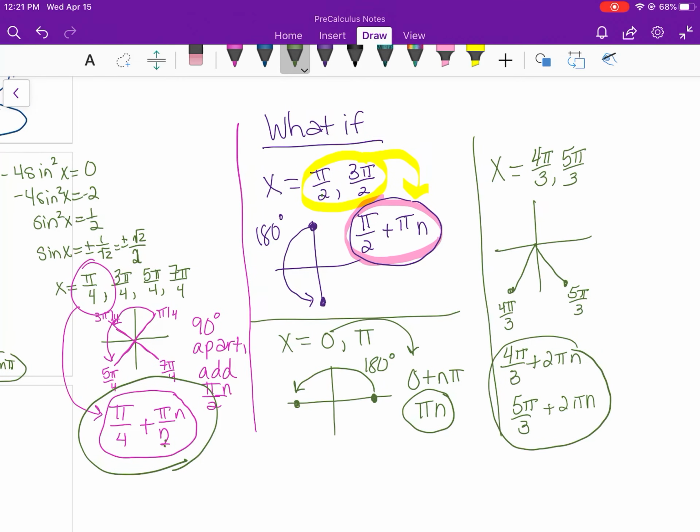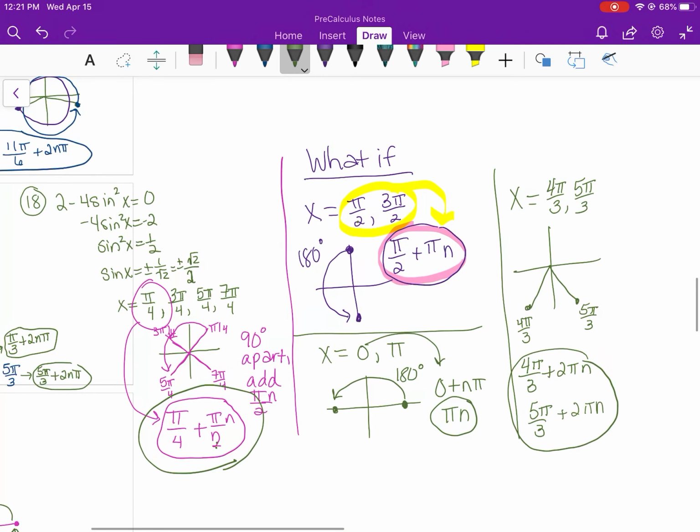On my last example, I went back through and said, okay, if I have two answers that aren't 90 degrees apart, they're not 180 apart, if neither of those situations are relevant, then I'm going to add 2 pi n to each answer. So I hope that summarizes what we've done. Let me know if you have any questions.